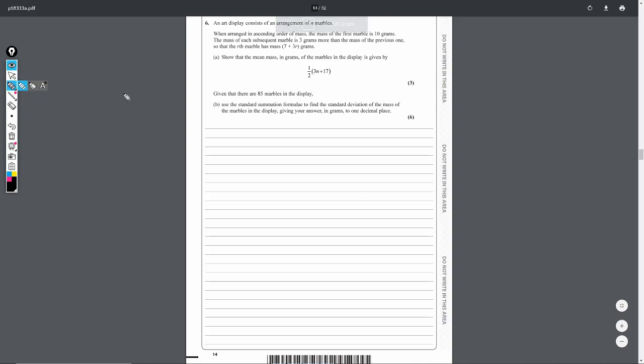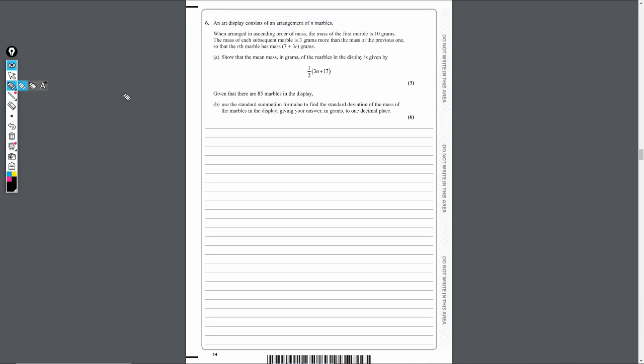Moving on to question 6 now. Here we have a question that's dealing with series and summation, but it's a bit of a sneaky question. It involves a little bit of stats, but there's not really too much stats behind it. You just got to use a couple of formulas. Mainly in part B here, we're using the standard summation formula to find the standard deviation. So nothing too crazy. You've just got to not be put off by the actual format of this question. So let's jump straight into it.